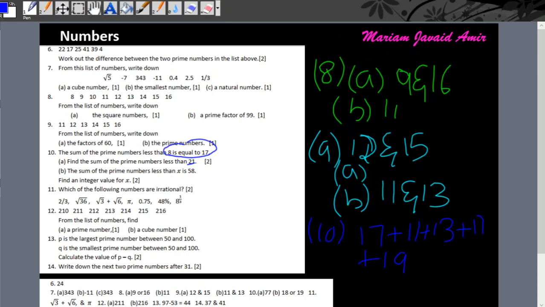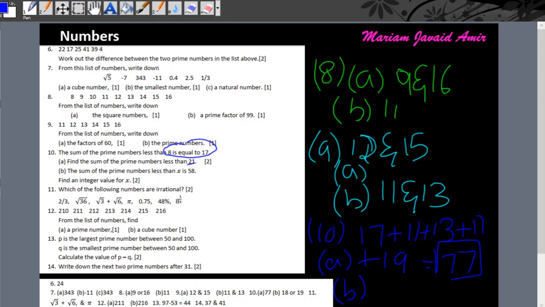So 17 plus 11 plus 13 plus 17 plus 19 gives us 77. So the sum of all prime numbers lesser than 21 is 77. This was part A. Part B: the sum of prime numbers less than x is 58. Write down the integer value of x.